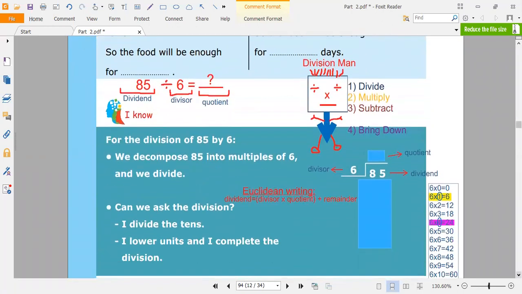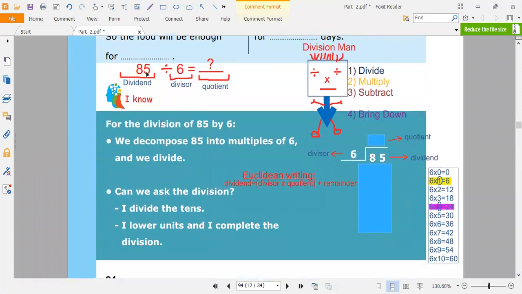Let's see, for example, if we have to divide 85 by 6. We usually think what number times 6 equals 85, but 85 is greater than 60 and we don't know. So here we have to divide. We learn how to divide these two numbers. 85 is called the dividend, 6 is called the divisor, and the answer is the quotient.